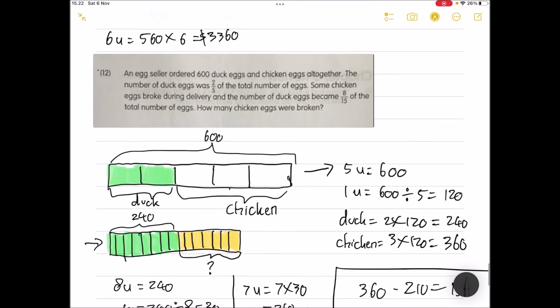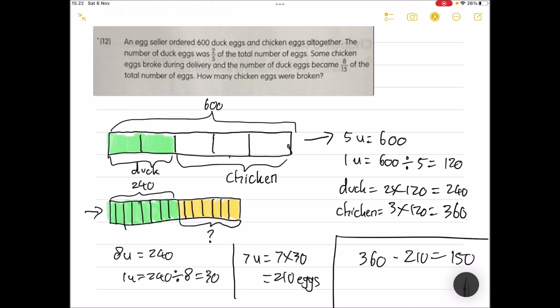Okay, that's basically it. That's how we solve this word problem of fractions. That's taken from my Pulse Year workbook for grade 5.